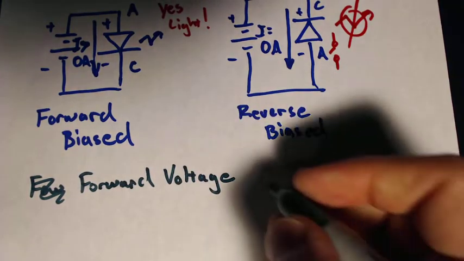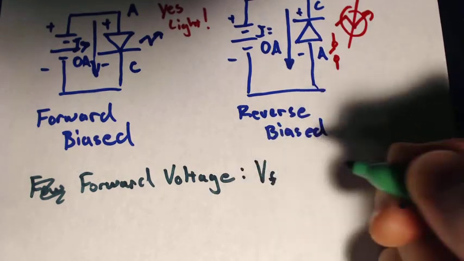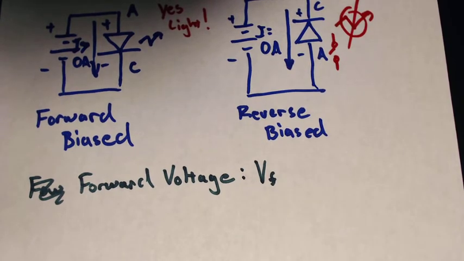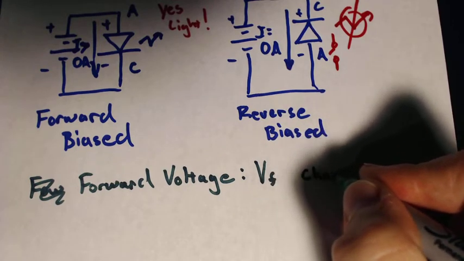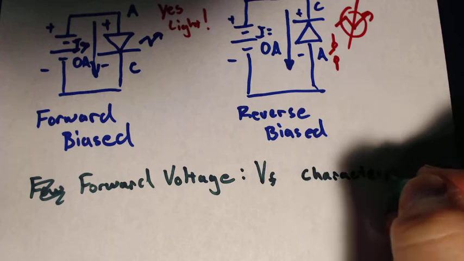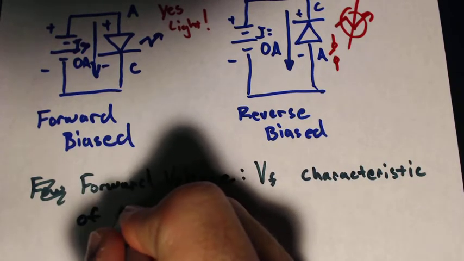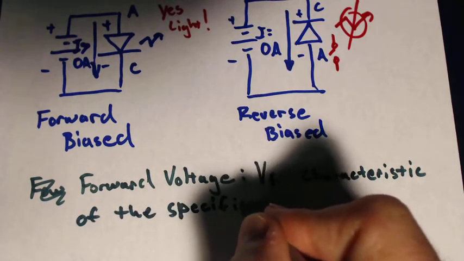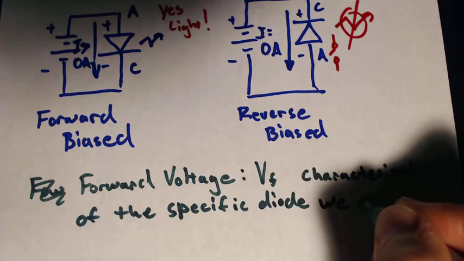And we go ahead and denote that as V sub F for forward voltage. Okay, every diode has this value. This is a characteristic of the specific diode we are using.